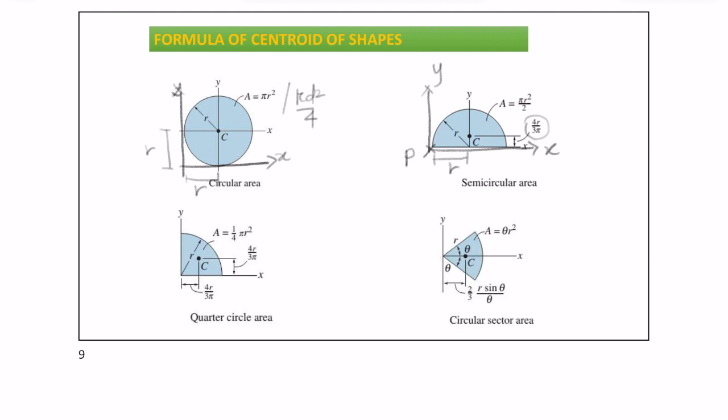For quarter circle area, this is the formula. If the reference point is here, the distance to the x-axis and y-axis will be 4r divided by 3 pi. For circular sector area, if the reference point is here, the distance to the x-axis will be 0. The distance to the y-axis would be 2/3 times r sin theta bagi dengan theta.